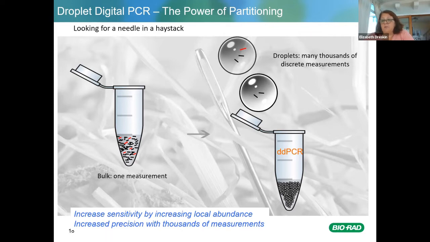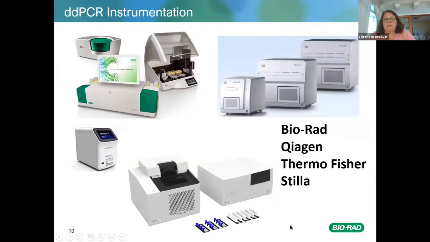It increases your precision because you're measuring thousands of times. And then it also increases the sensitivity by increasing your local abundance. Now, Bio-Rad uses droplets to perform this partitioning. Other companies do this by micro arrays or nano arrays. But the idea is partitioning the sample. Some of the equipment that you might see in labs doing droplet digital PCR or digital PCR are from Bio-Rad, QIAGEN, Thermo Fisher, and Stilla Technologies.